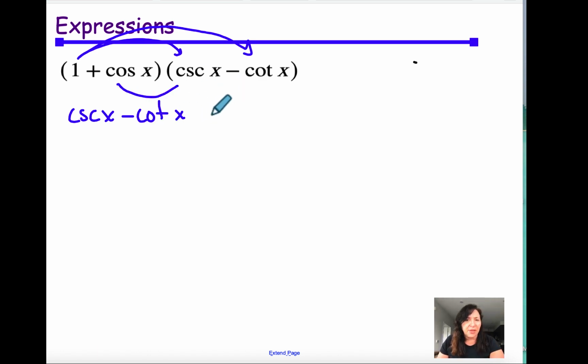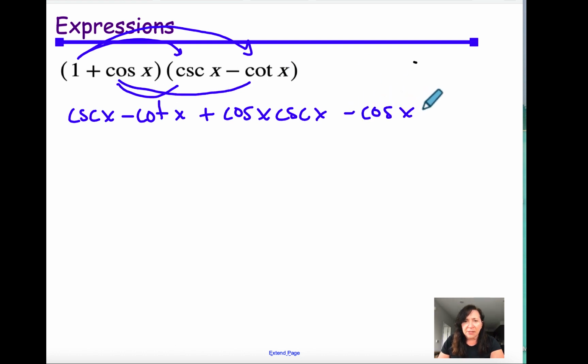Then this times this is negative. A positive times positive is positive cosine of x, cosecant of x, and then this times this is negative cosine of x, cotangent of x. And so now I have this all foiled through. And what I would do at this point, now remember, there's no equal signs. Do not add equal signs. Is change everything to sine and cosine.